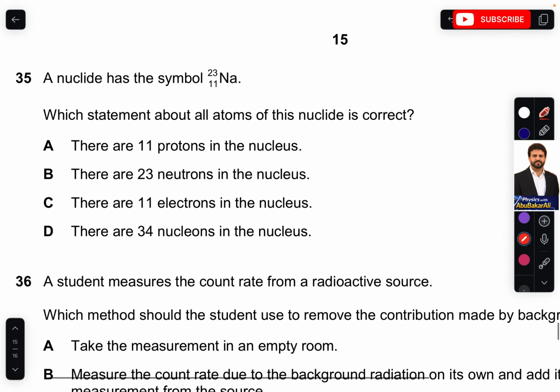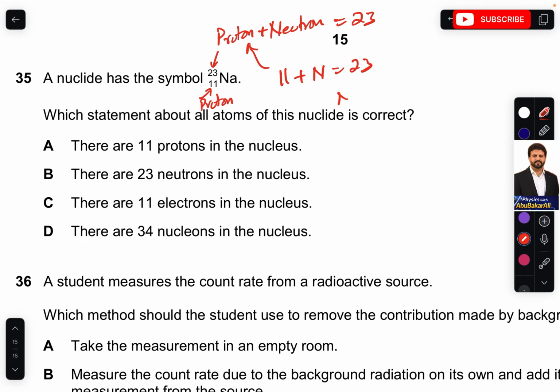Question 35. A nuclide has the symbol Na 23 11. Which statement about all atoms of this nuclide is correct? Okay, so they are giving you different options. This number shows you the protons. And this 23 is basically protons plus neutrons, that is equal to 23. And in this 23, 11 is protons. So 11 plus neutrons is equal to 23. So neutrons are 23 minus 11. That will give you 12. Okay. So the only correct option here is A.